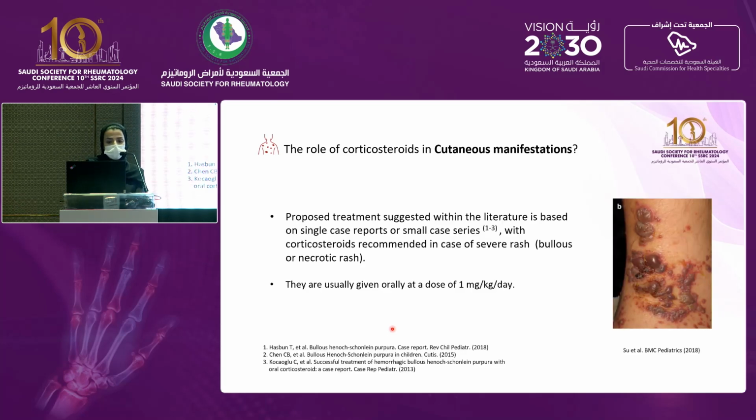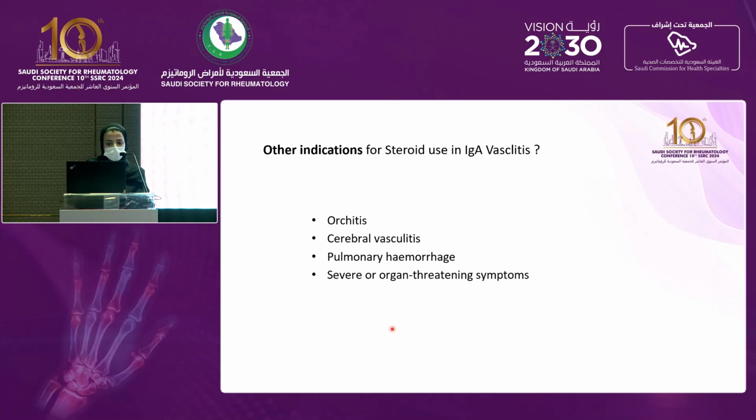So a proposed treatment suggested within the literature, which was based on single case reports and case series, is that steroid is recommended when you have severe cutaneous manifestations, bullous or necrotic rash, and usually they use 1 milligram per kg per day. Other indications for steroid use in IgA vasculitis include orchitis, which occurs in around 14% of cases. Also, cerebral vasculitis and pulmonary hemorrhage, and whenever you have these two manifestations, you should rule out other differential diagnoses.